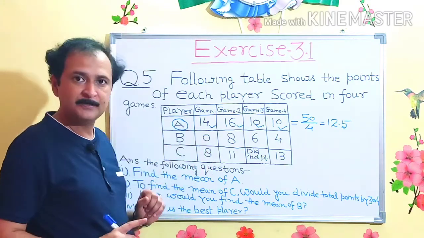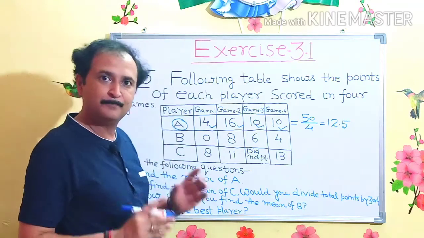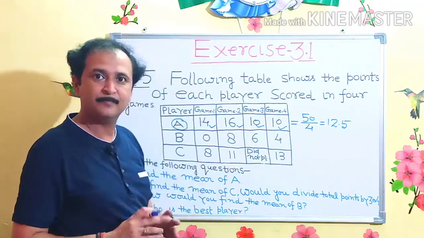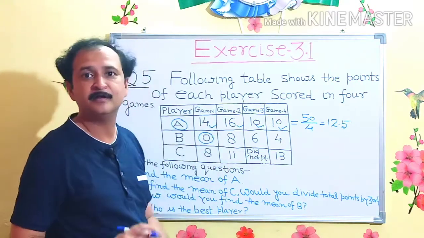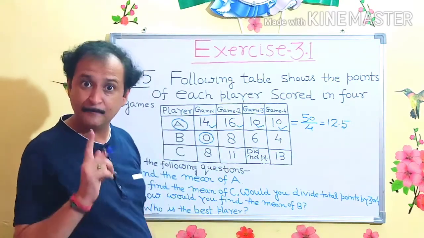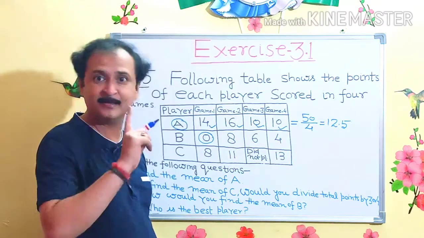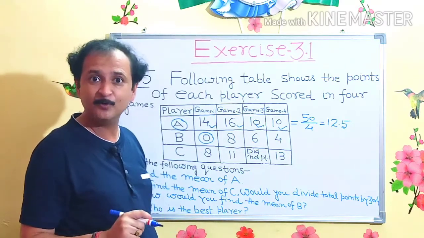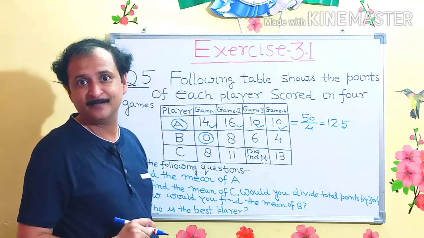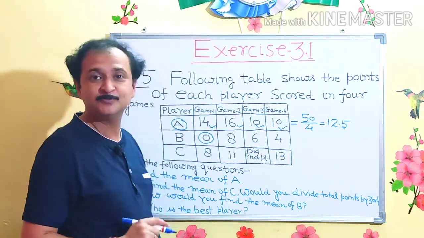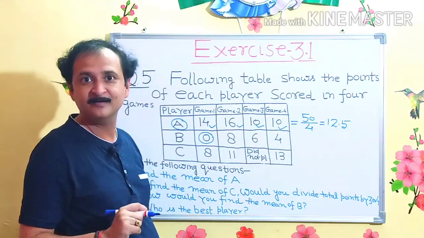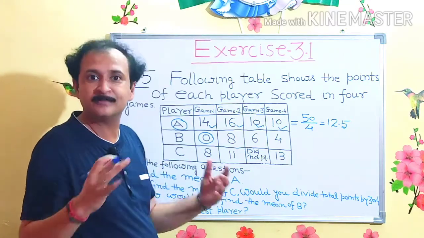Now B. Player B played in all the 4 matches, but in game 1 he scored nothing, meaning 0. But player B played in game 1. So this 0 is included in the data because player B was present in the ground. He played the match, so that is one observation. In that observation he scored nothing.